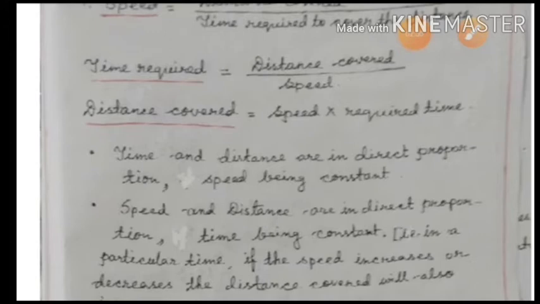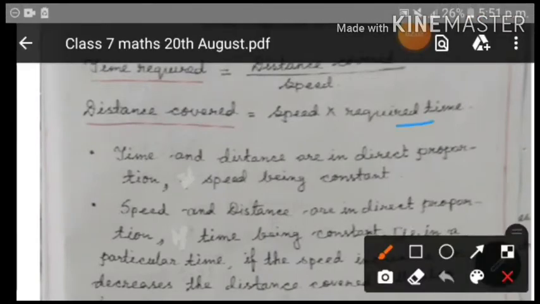So here we find that the time and distance are in direct proportion and the speed is constant. Now what is meant by direct proportion? I have already explained this when we studied direct and inverse proportion in the proportion chapter. When one quantity increases with the increase in the value of another quantity, the two quantities are said to be in direct proportion. And when the value of one quantity increases with the decrease in the value of another quantity and vice versa, the two quantities are said to be in indirect proportion.